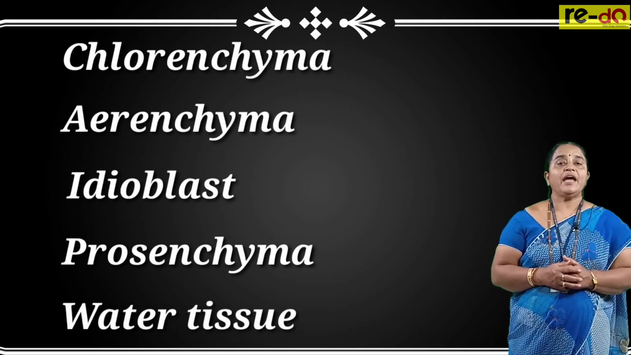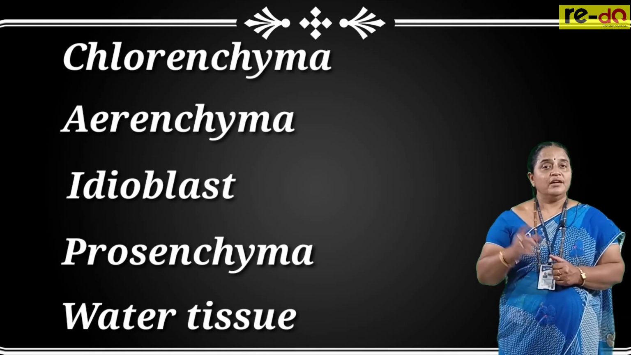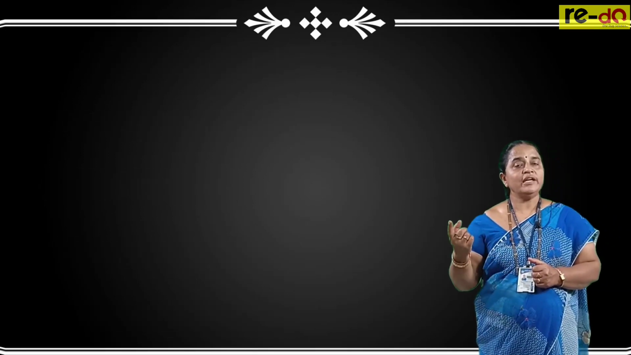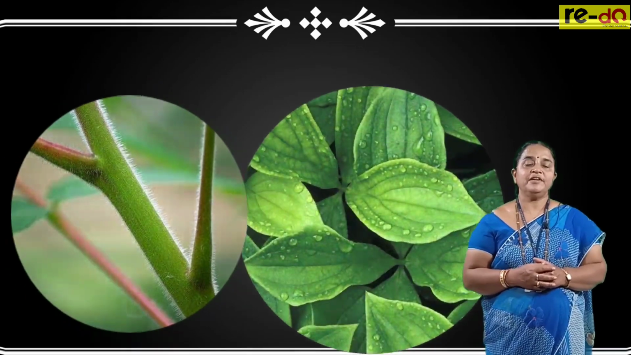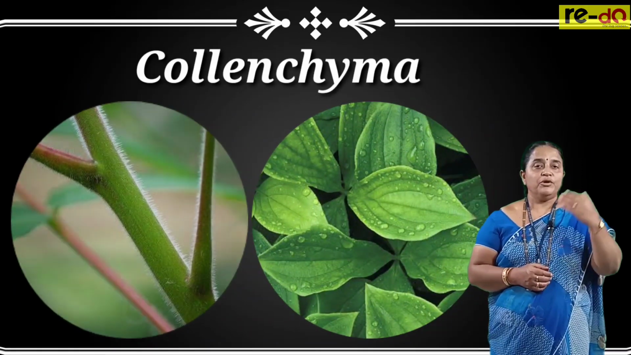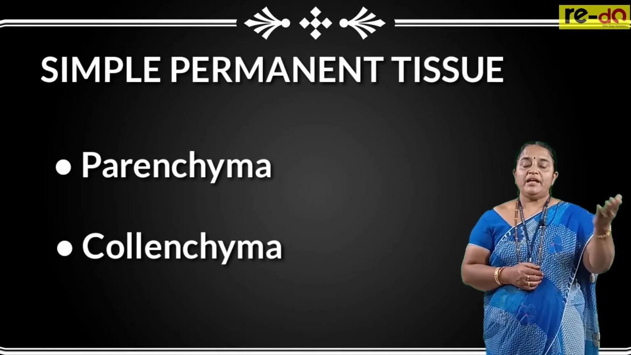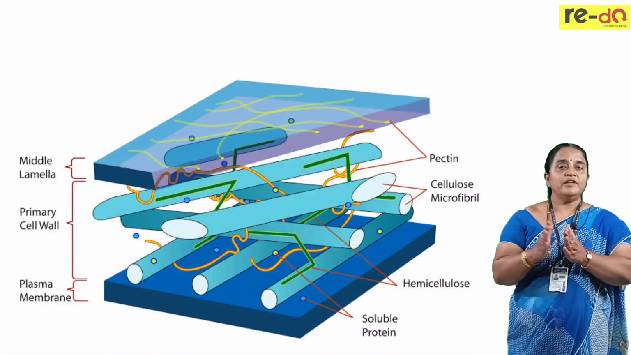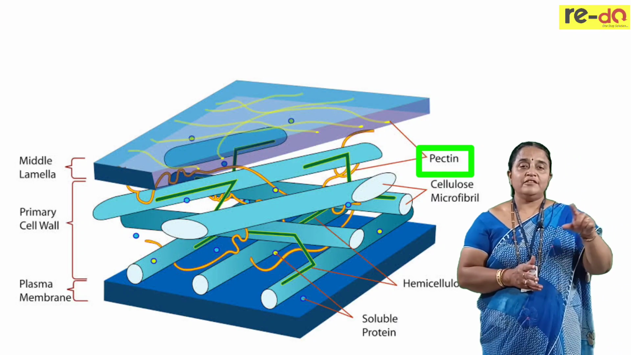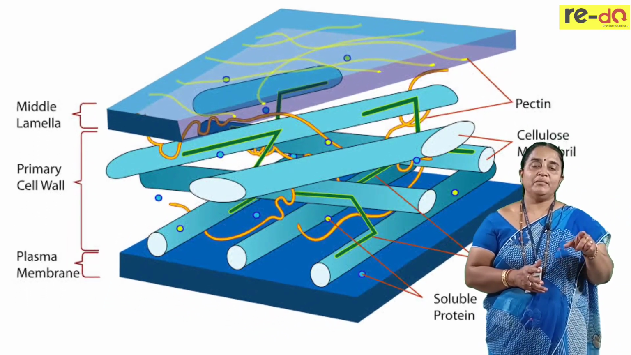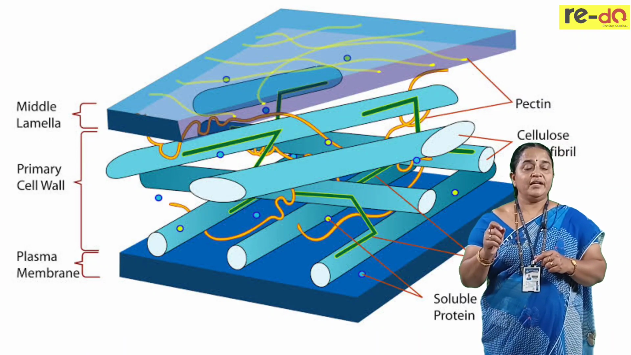Let us come to the mechanical tissue, which is living. It is absent in the root system and present only in aerial parts like the stem and the leaf. It is called collenchyma. Both parenchyma and collenchyma are living simple permanent tissues. Parenchyma carries out various functions, but collenchyma is exclusively for mechanical support, and hence the cell wall is pectinized. On cellulose there is a deposition of pectin. Rest of the features are similar to parenchyma, and due to deposition of pectin, we can divide collenchyma into 3 types.